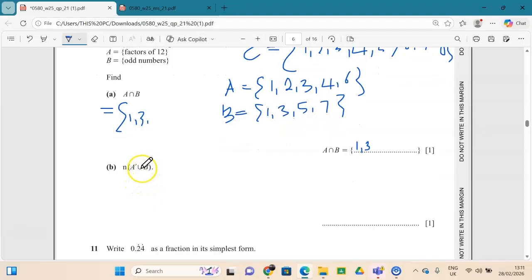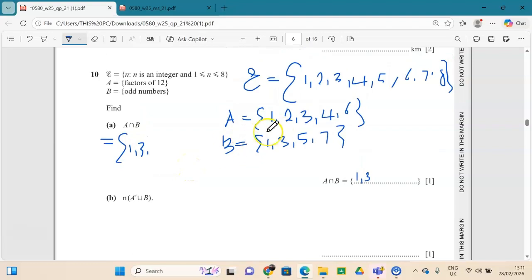Now, we go to the n of what? A complement union B. Let's first of all get A complement. A complement means we're taking A away from the universal set. So A complement, I'm just going to take away A from the general set. So I know 1 is here, so I won't write 1. 2 is here, I won't write 2. 3 is here, I won't write 3. There is 4, I won't write 4.